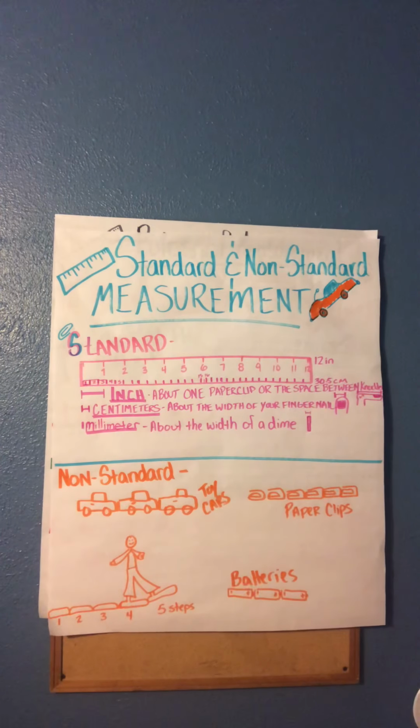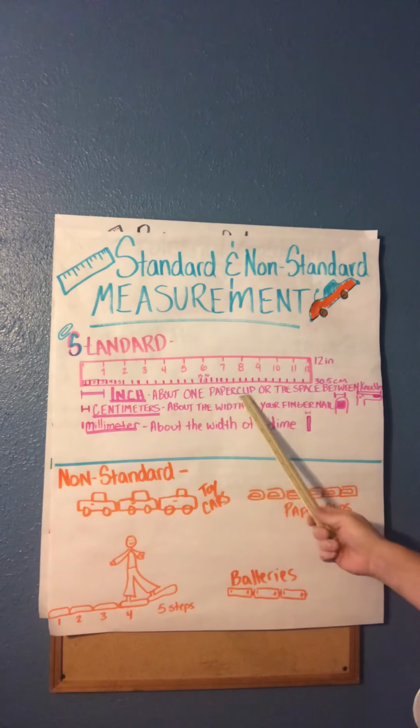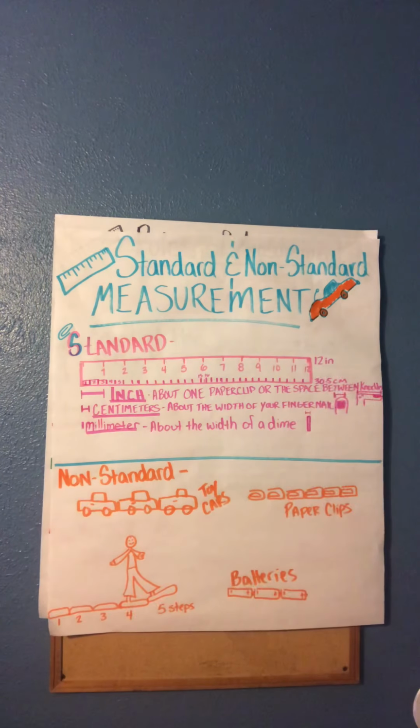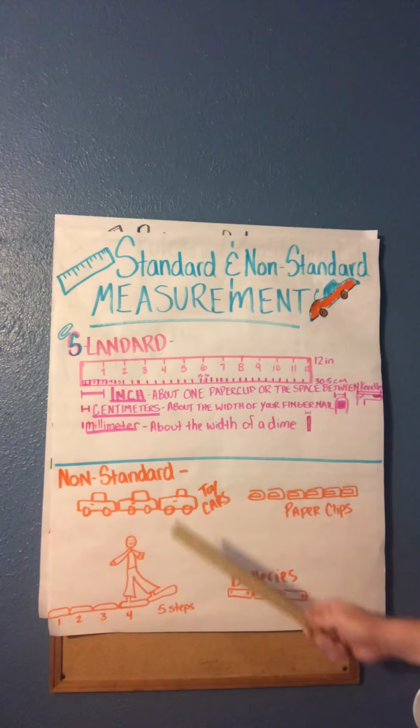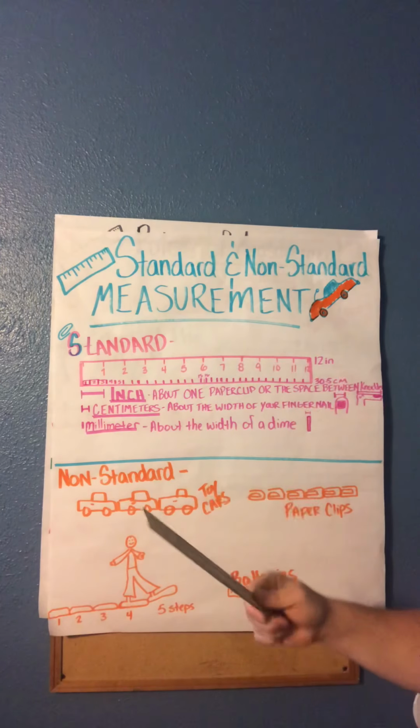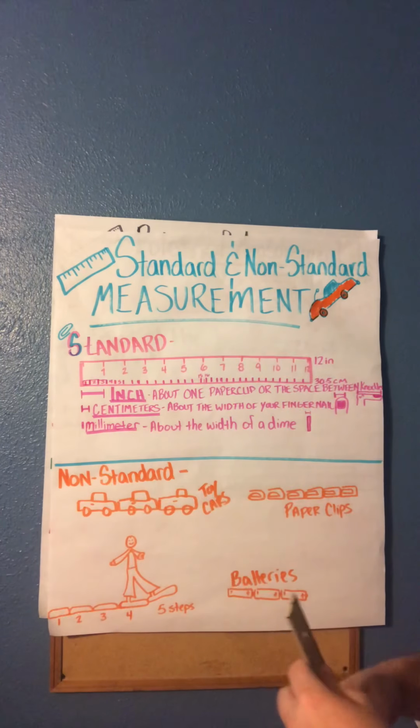An inch is about a paper clip, the length of a paper clip, or the space between your knuckles. So from here to here. I've got a drawing of it, but it's not very good. So that is about an inch, between your two knuckles, or a paper clip.